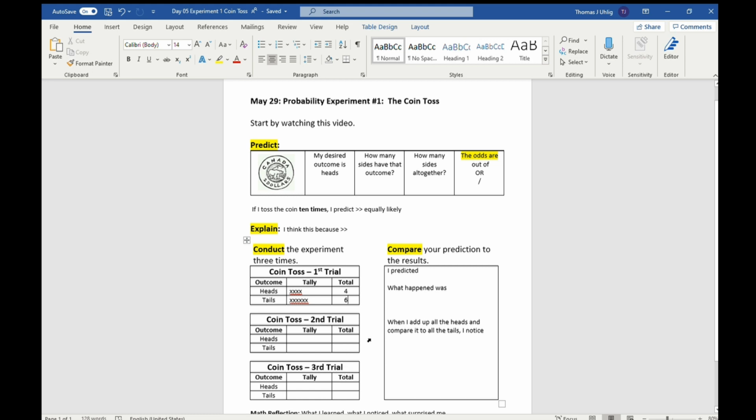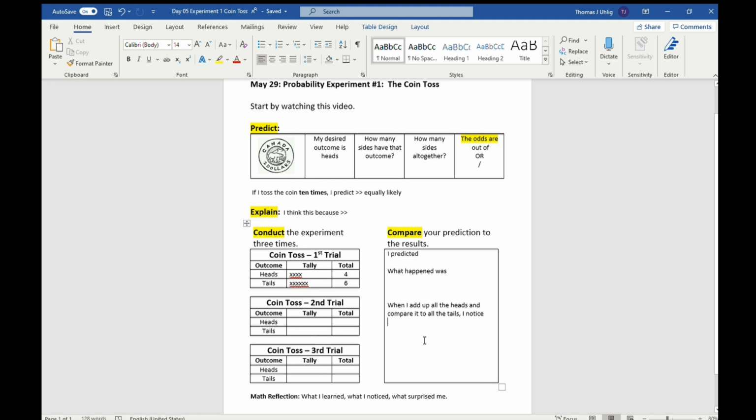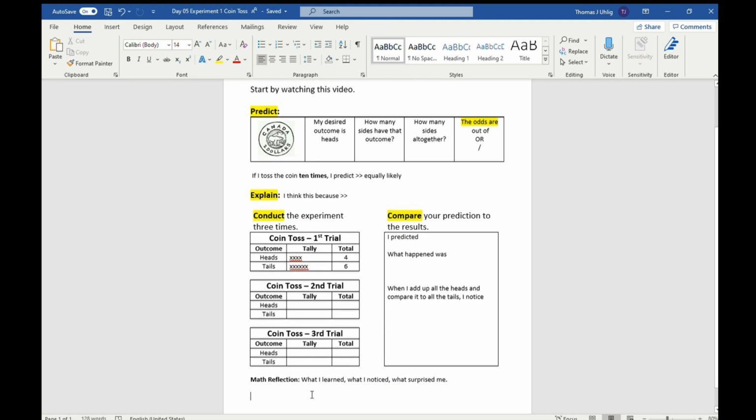So fill in the chart by just clicking and typing where you want to put in what you're thinking or what you're observing. And then down at the bottom, click at the bottom. What did you learn? What did you notice? What surprised you? Good luck, boys and girls, and enjoy tossing the coin.